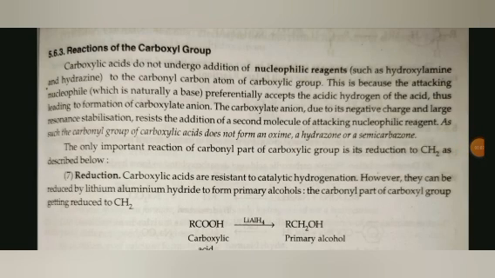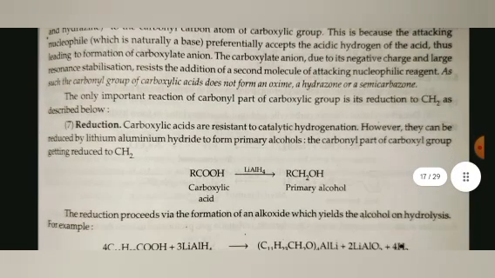Reactions of the carbonyl group. Carboxylic acids do not undergo addition of nucleophilic reagents such as hydroxylamine and hydrazine to the carbonyl carbon atom of the carboxylic group. This is because the attacking nucleophile, which is naturally a base, preferentially accepts the acidic hydrogen of the acid, thus leading to the formation of carboxylate anion. The carboxylate anion, due to its negative charge and large resonance stabilization, resists the addition of a second molecule of the attacking nucleophilic reagent. As such, the carbonyl group of carboxylic acid does not form an oxime, a hydrazone, or a semicarbazone.